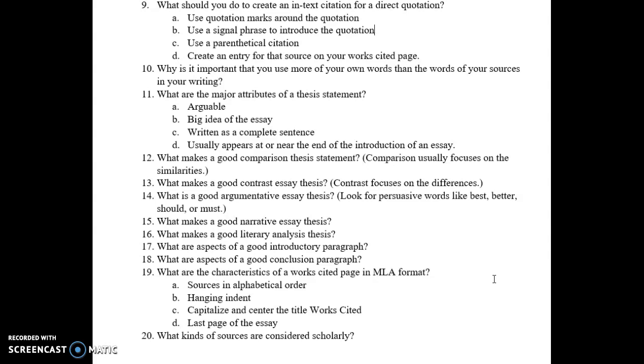So be aware of that when you take the final exam. Scholarly sources primarily are going to come from Alabama Virtual Library for us. Or you can use websites like Google Scholar, which will take you to .edu or .gov websites that pertain to your field of study.